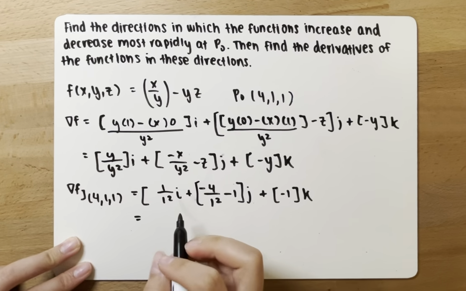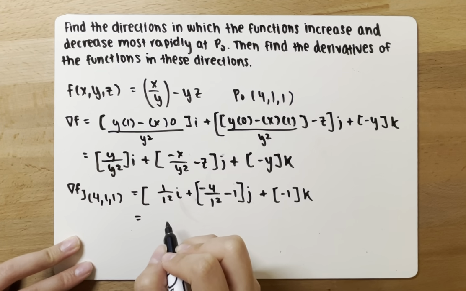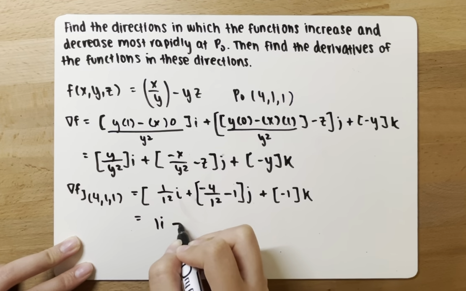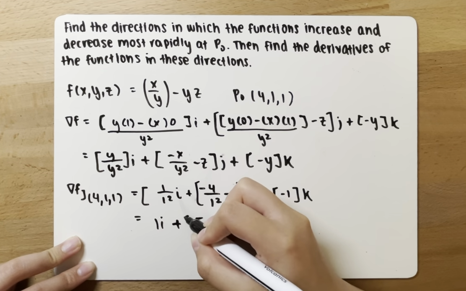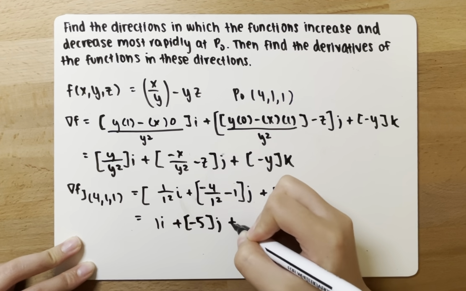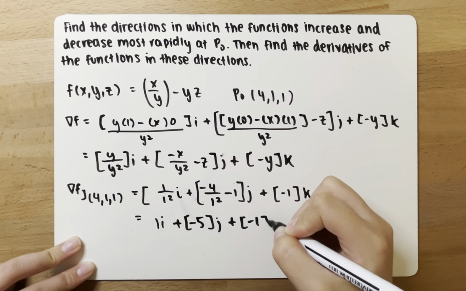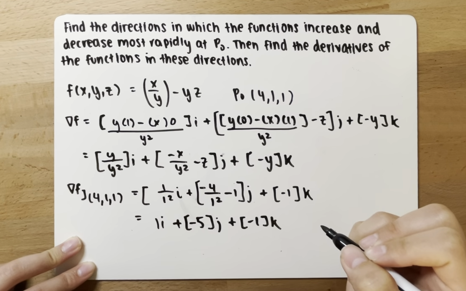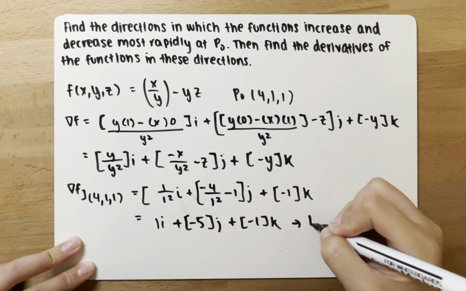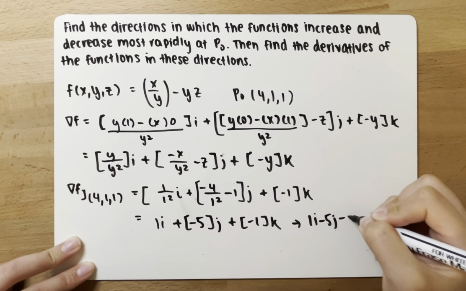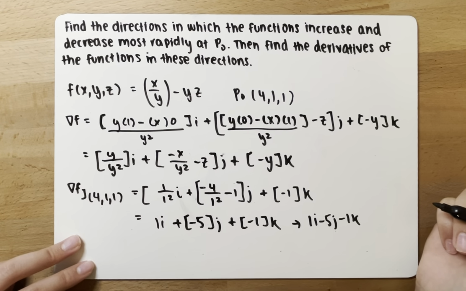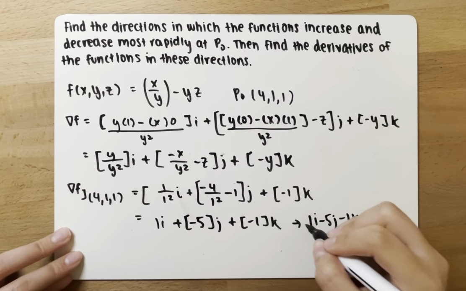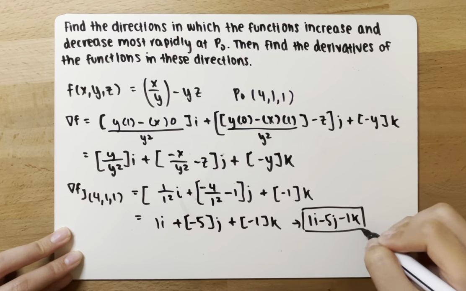Okay, evaluate this. You get 1 over 1 squared, which is 1 over 1, which is 1i, plus negative 4 over 1, which is negative 4, minus 1 is negative 5j, plus negative 1k. You are then left with 1i minus 5j minus 1k. What you do next is find the magnitude of this vector. This is your gradient vector.